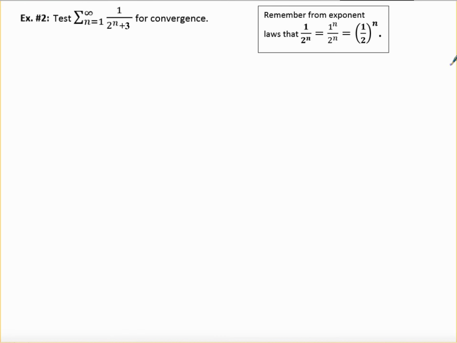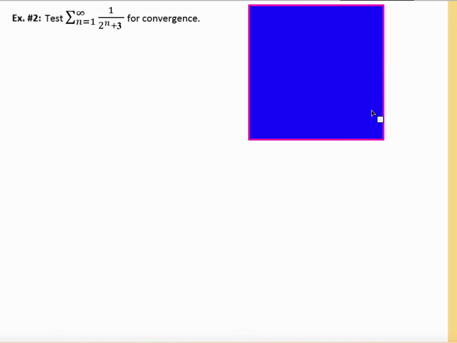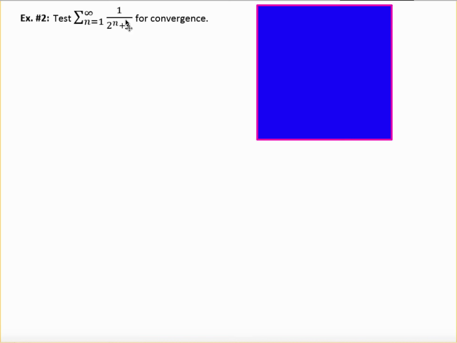So here we are, example number 2. We are asked to, I'm going to hide this for a second. Whoa, that was pretty big. We're asked to test this for convergence.